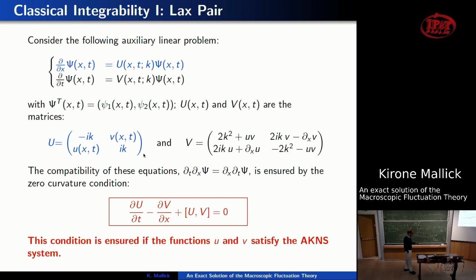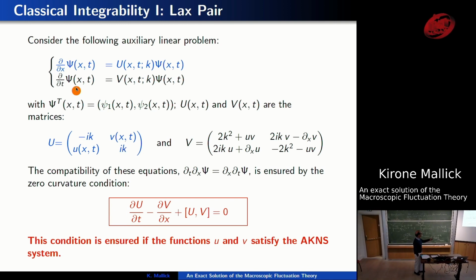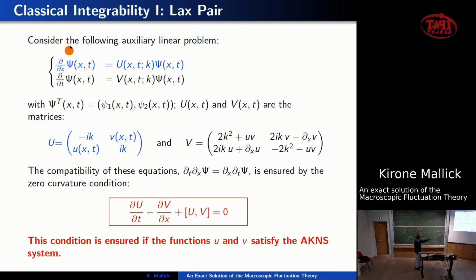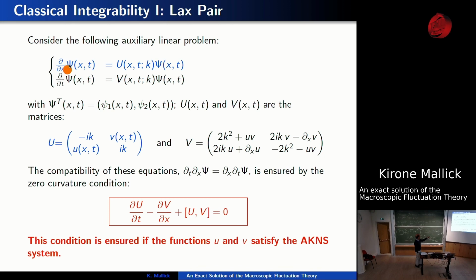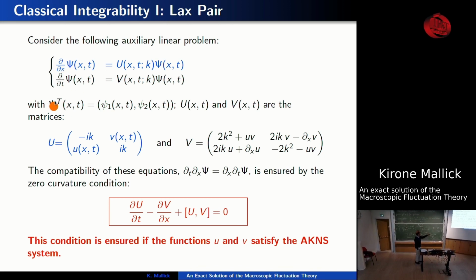The idea is to consider a two-spinor, psi1 and psi2, or a two-vector with two components, psi1 and psi2, and to consider two equations, one in space and one in time for this vector psi. So psi evolves with respect to space by a linear system with a matrix U that depends on U and V, and it evolves in time, again, according to a linear evolution, with a matrix V, which involves a wave vector K and the functions U and V that we don't know, which are solutions of AKNS.